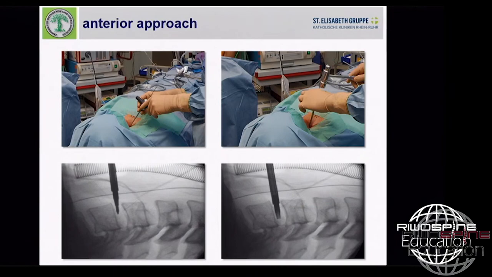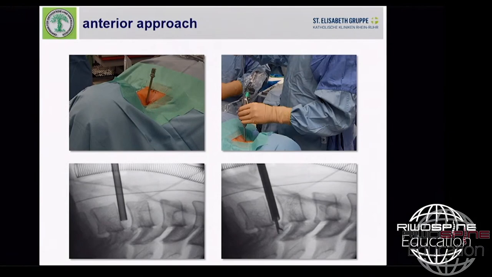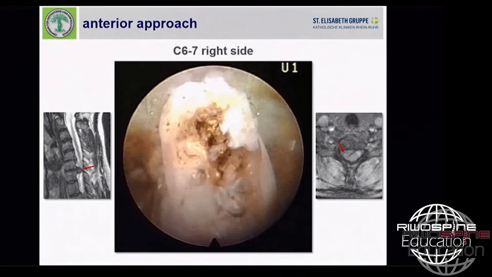artery. Then we put in a special dilation system over the smallest dilator until the dilation system is completely in the disc. That's the final operation cannula. And through this operation cannula, we put in the endoscope. And beside the endoscope, we are working with our instruments. Example for that, C6, C7 on the right side.